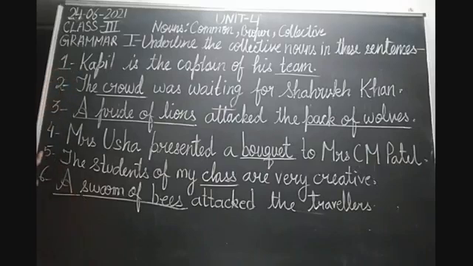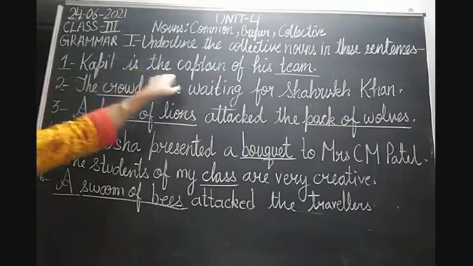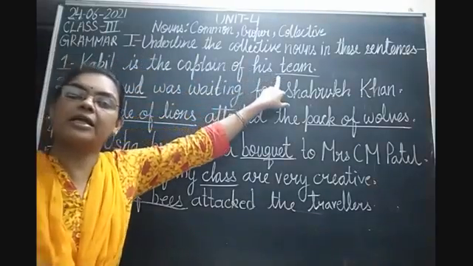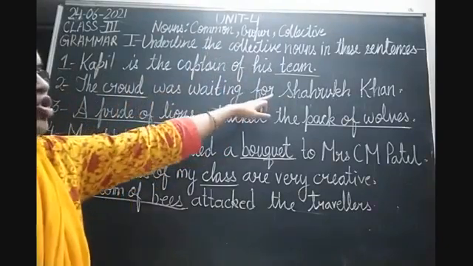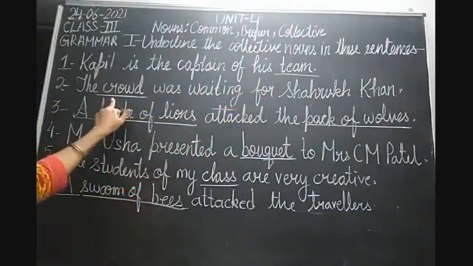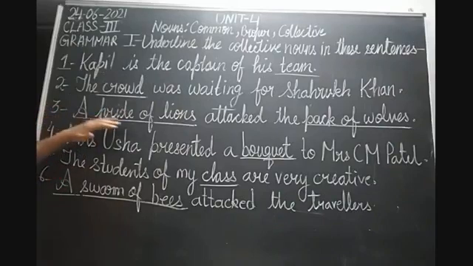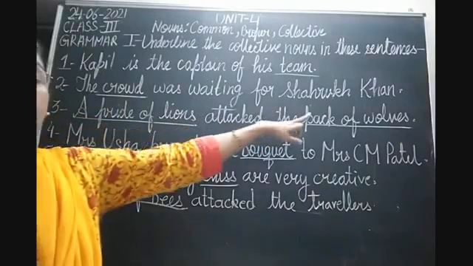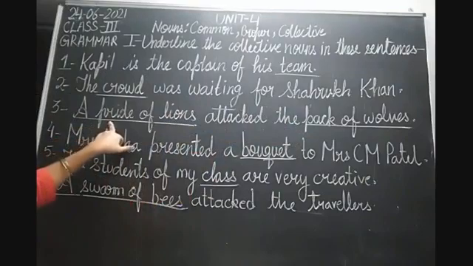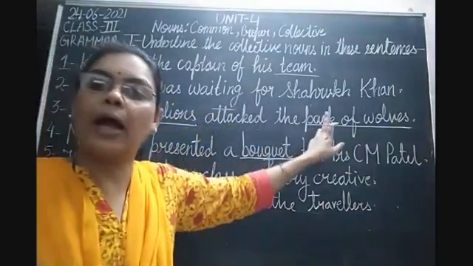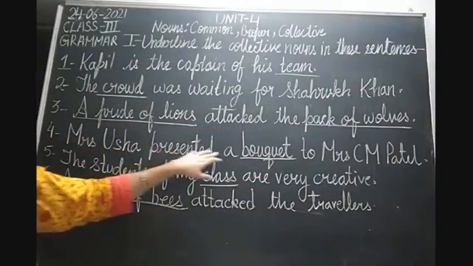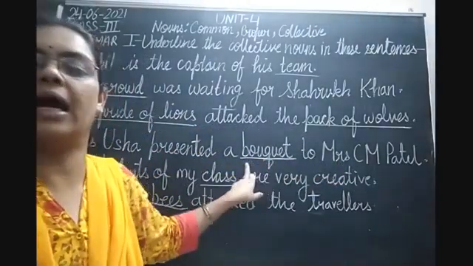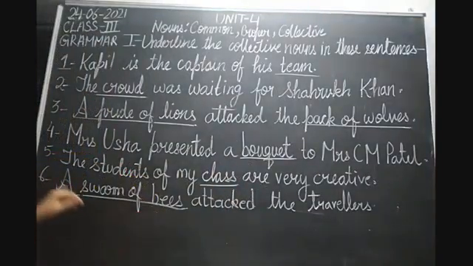Now, I'll revise these 6 sentences, then I'm going to erase the board. The first one, Kapil is the captain of his team. Underline the collective noun, team. Second, the crowd was waiting for Shah Rukh Khan. Underline the collective noun, crowd. Third, a pride of lions attacked the pack of wolves. Underline the collective nouns, a pride of lions and a pack of wolves. The fourth one, Mrs. Usha presented a bouquet to Mrs. C.M. Patel. Underline the collective noun, bouquet.